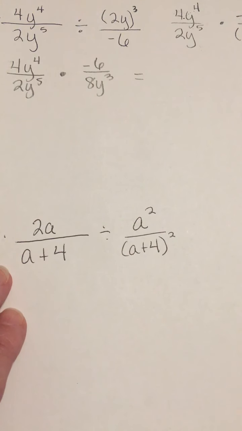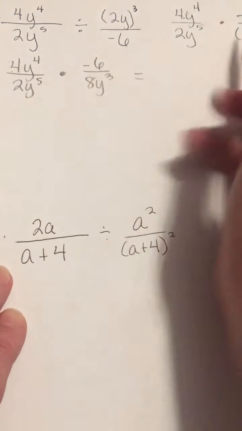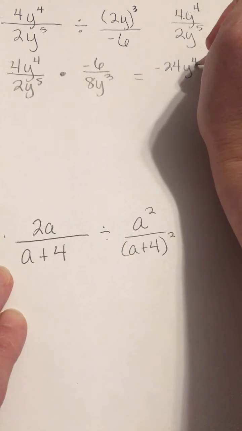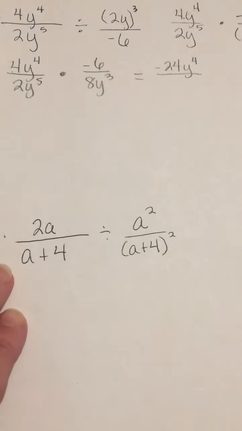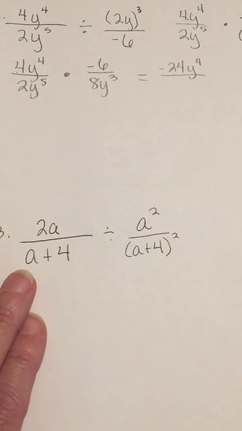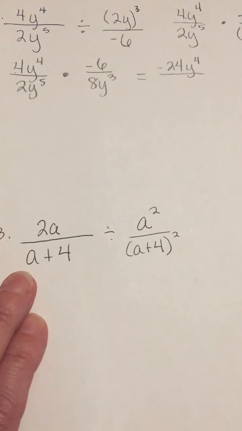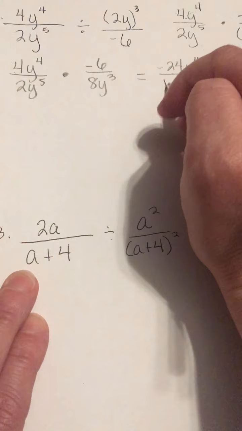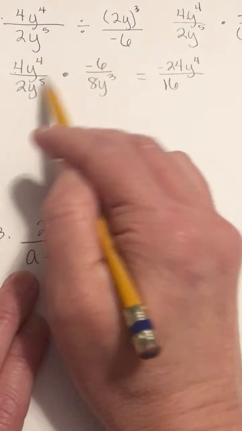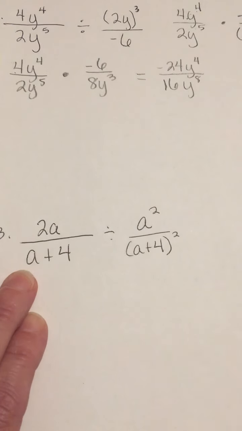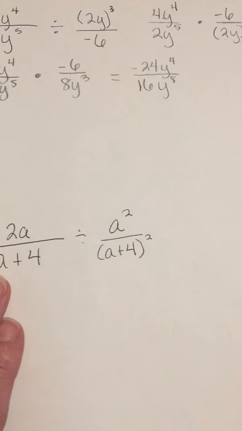So to do that, you just multiply your numbers. 4 times negative 6 is negative 24, and I'm still going to have my y to the fourth power. I just multiplied my numbers and then just kept my y to the fourth. So now if I do the same thing on the bottom, I would have 2 times 8 is 16, and then I've got y to the fifth times y to the third makes y to the eighth. Okay, so all I did was multiply straight across.